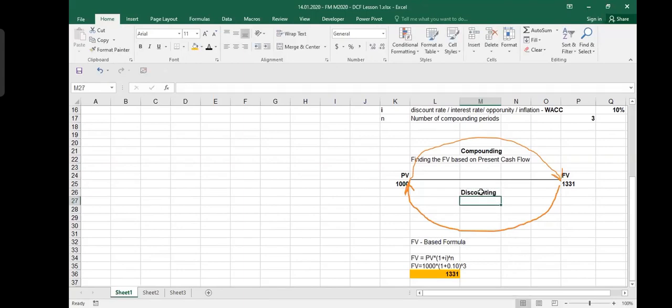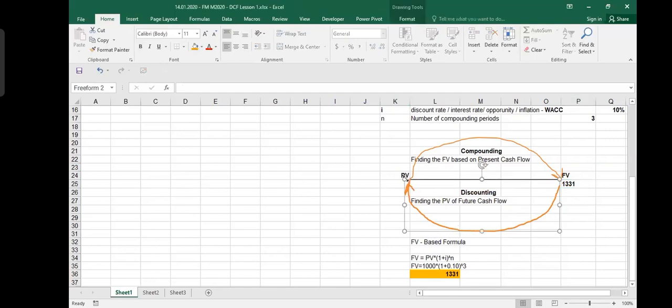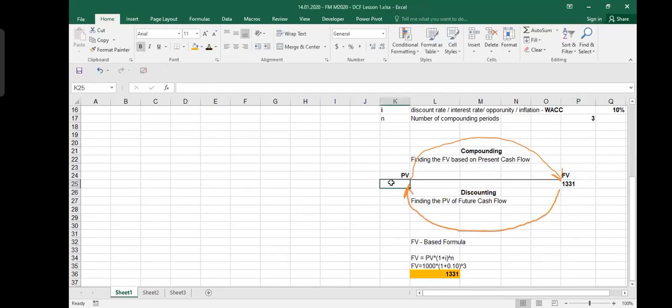Discounting means finding the present value, PV, of future cash flow. Okay, it is the opposite thing. You are just given this number. You don't know this 1000. You are given 1331, and you have to find out how much it is in terms of today. So this value you have to calculate here. Okay, so this is called discounting.